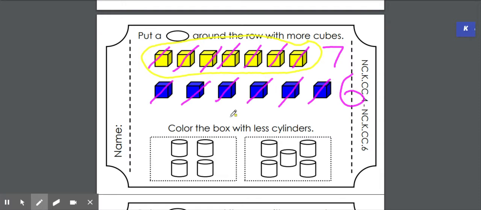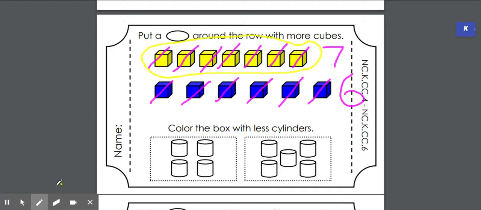So now let's look down here. It looks like we have some cylinders. It wants us to color the box with less cylinders. So this time we're talking about less. So a group that's going to be smaller, less.